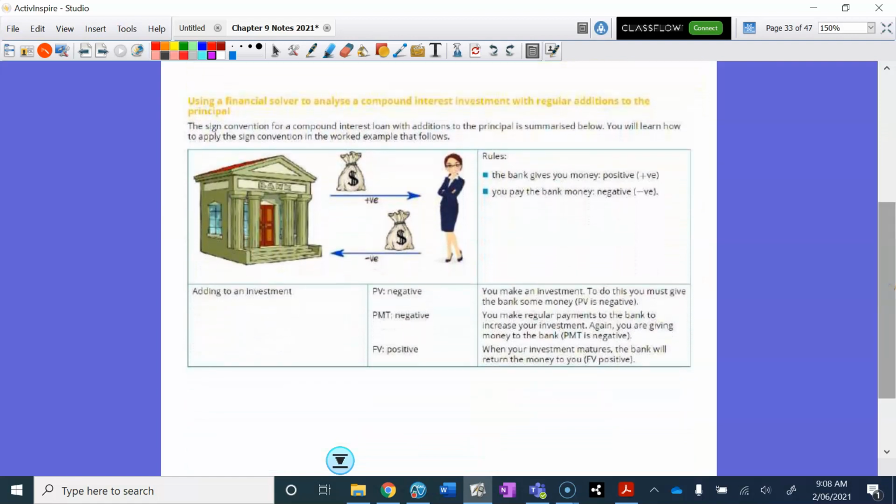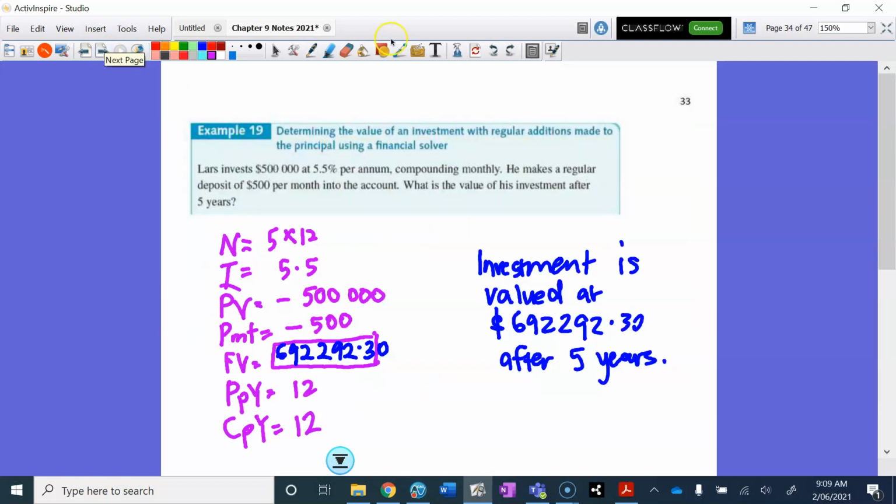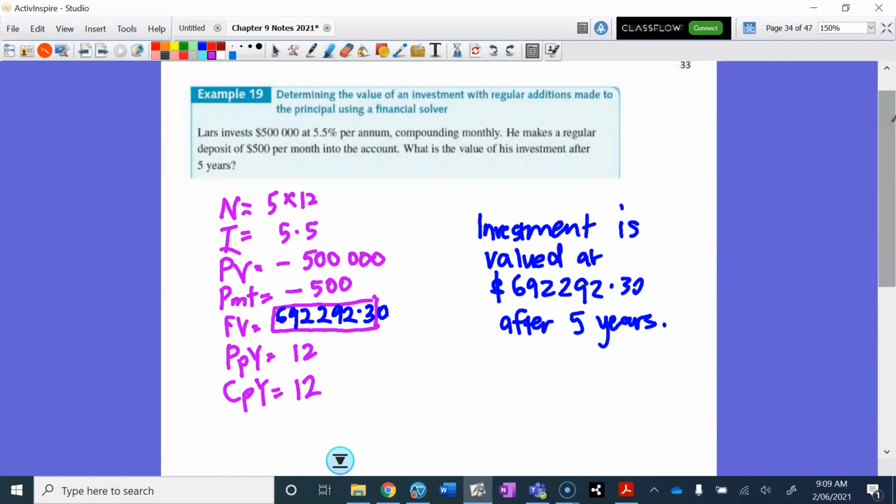When you work through that part of the question, you'll see on page 32 there are a little bit more rules and regulations when you're using a compound interest investment with regular additions or regular payments. This part down here is the important part to remember: the PV is negative because it's an investment. The payment is also negative because this person is making that extra payment, but the future value is positive. The money that's invested is this person's money, so the bank has got to give that back to them eventually, so that's a positive.